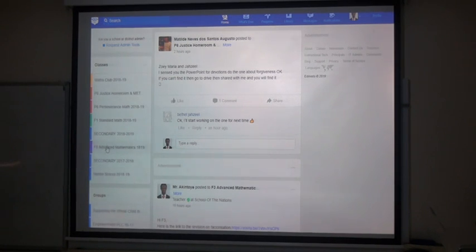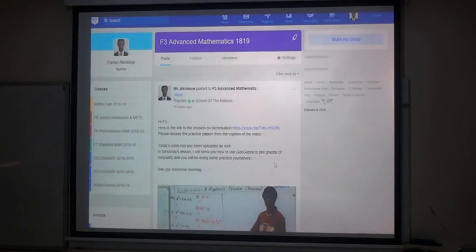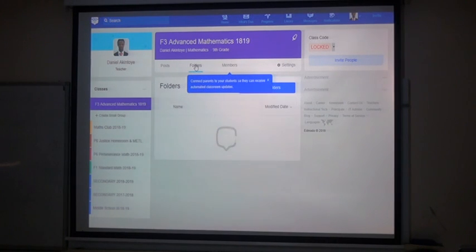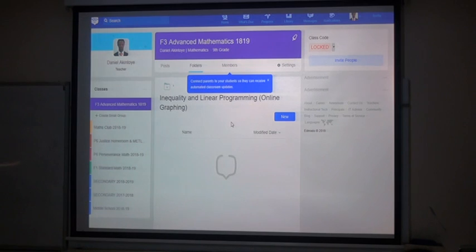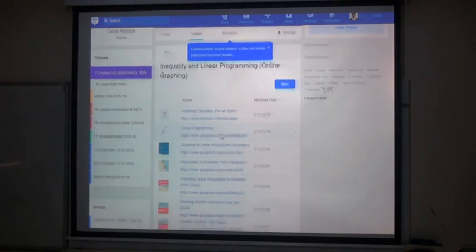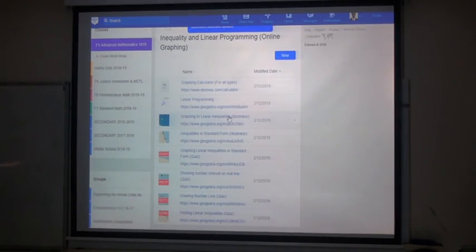Please pay attention. Go to your Form 3, check the folder, then this one. This is the new folder. There are a lot of links here, like I said yesterday. I'm going to start with this one. The linear programming one will be later.